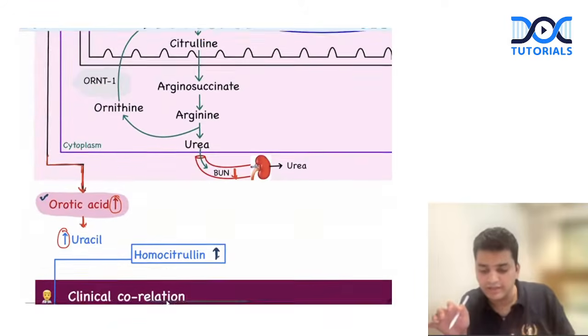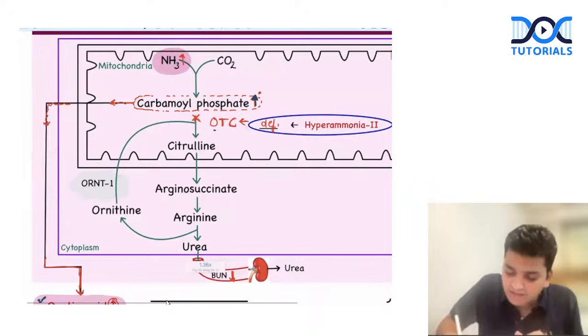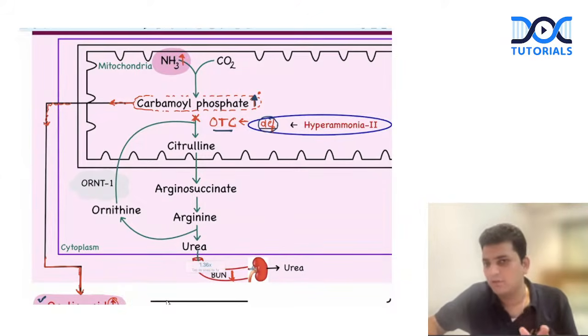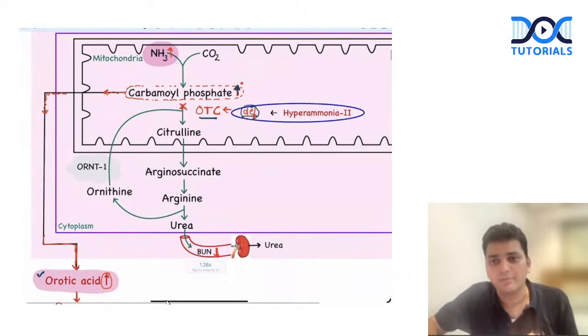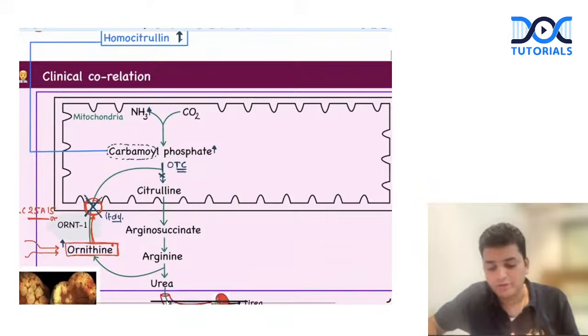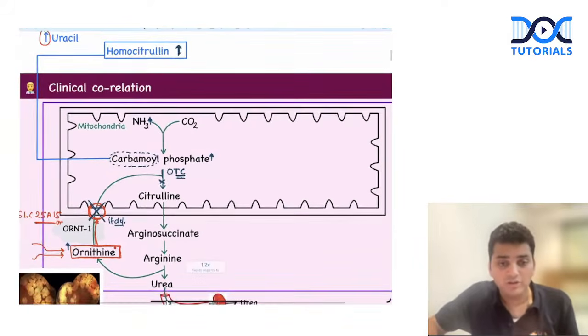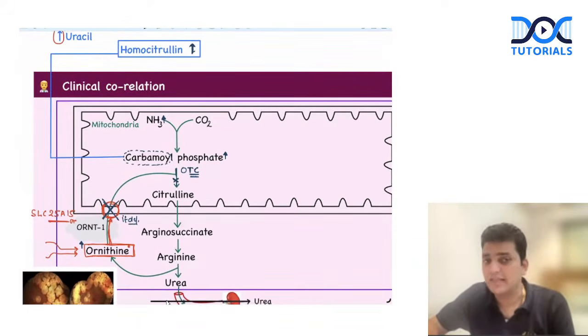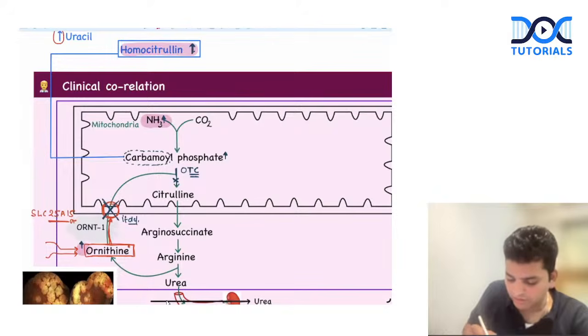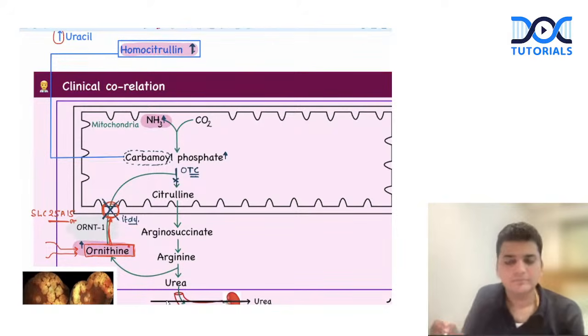But in the second example, the enzyme was not there. So the transfer of the carbamyl group was not happening. So we were not able to make citrulline or homocitrulline. Nothing was made. And this carbamyl phosphate was converted into orotic acid in hyperammonemia type 2. But here it is going to convert into homocitrulline. So if the ornithine transporter is not working, actually three things are increasing. What are the three things increasing? One is homocitrulline, second is ammonia, and third is ornithine. These three things are increasing.